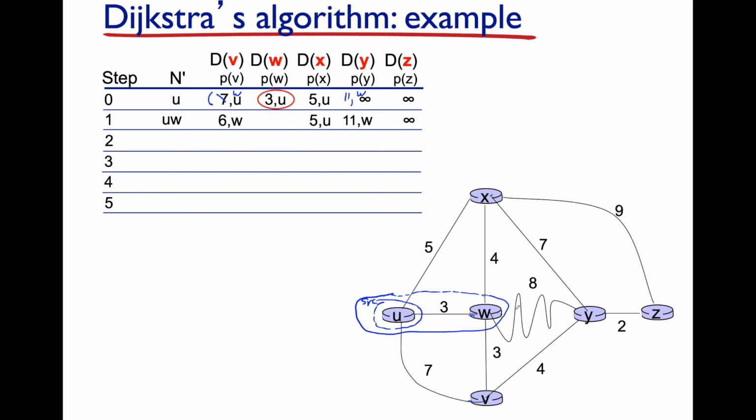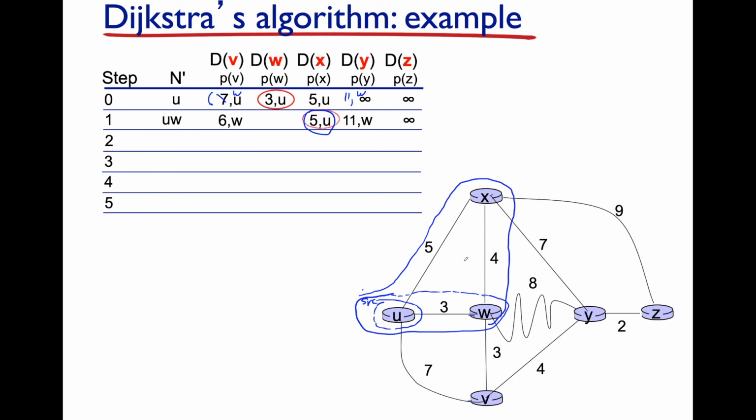Okay, so now that we've grown that blob, we're going to take the next closest node to U. And so now when we look at that, we see that 5 is the smallest distance vector. So we're going to add node X to the blob. This blob grows, and now node X is added to the blob.